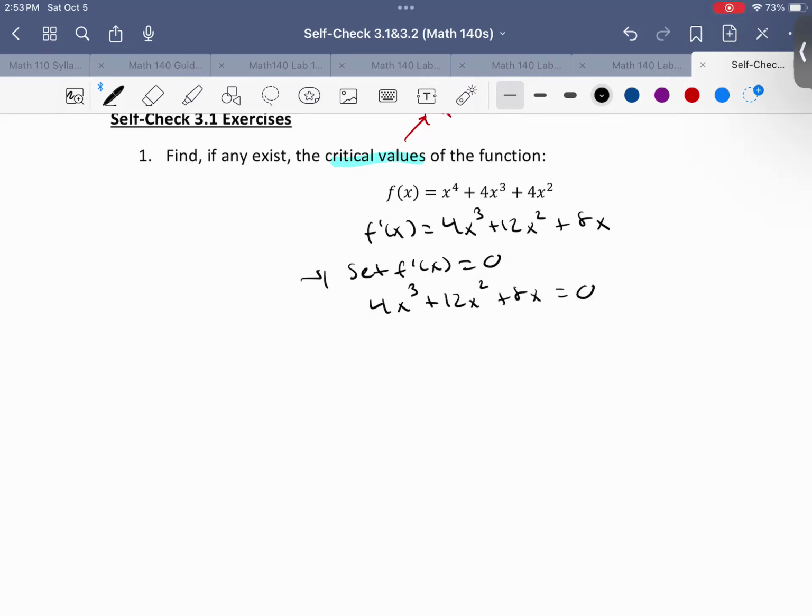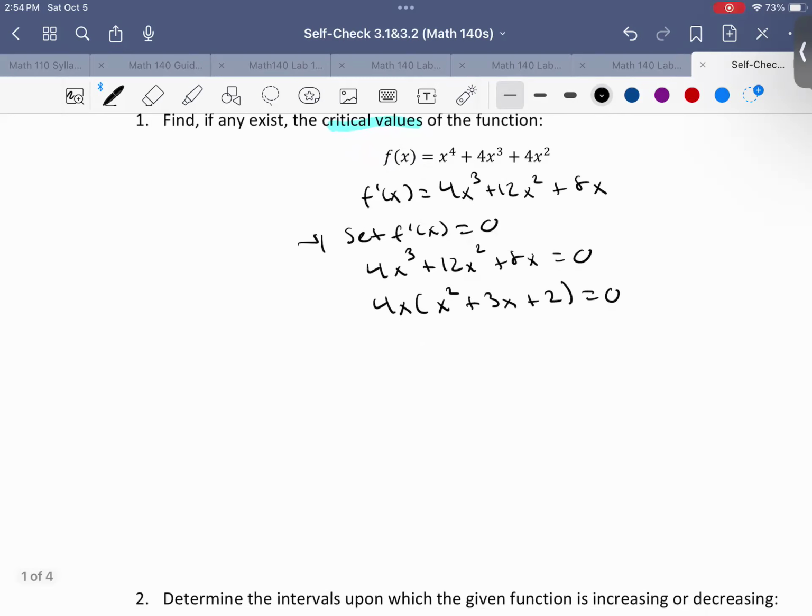Okay, so now it's just a matter of using algebra to get these x values. One thing they all have in common is some sort of 4x, right? They all have a 4 in common and they all have an x with it. So I'm going to factor out a 4x. This would be x squared plus 3x plus 2 equals 0. So now I have two options: 4x equals 0, and x squared plus 3x plus 2 equals 0.